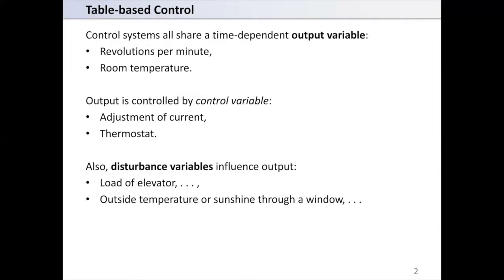Control systems all share a time-dependent output variable, for example, revolutions per minute or room temperature. Output is controlled by a control variable, for example, adjustment of current or thermostat. Also, disturbance variables influence output, for example, load of the elevator, or outside temperature, or sunshine through a window.